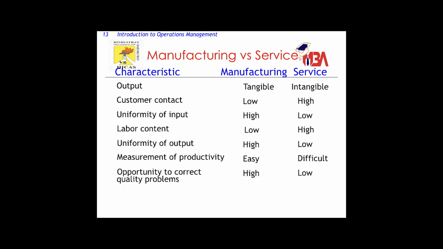Measurement of productivity is easy in manufacturing, difficult in service. Opportunity to correct quality problems is high in the case of manufacturing and low in the case of a service providing facility. So this table gives you a comparative analysis of manufacturing and service based on the characteristics which we have listed. I hope you understand the differences between manufacturing and service industries.